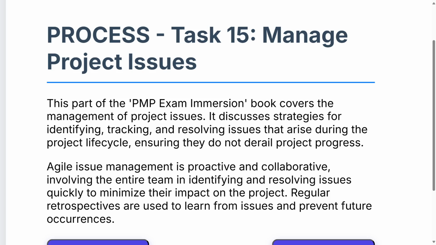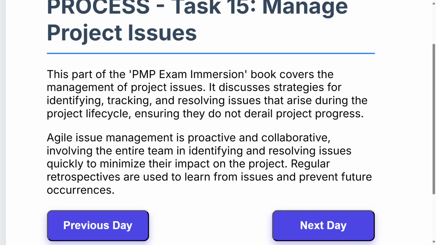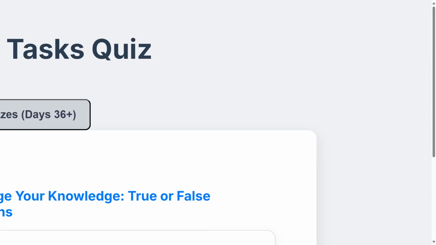In the world of Agile, issue management is proactive and collaborative. It involves the entire team identifying and resolving issues quickly to minimize their impact on the project. Regular retrospectives are used to learn from issues and prevent future occurrences. Let's go to our true or false for the day.